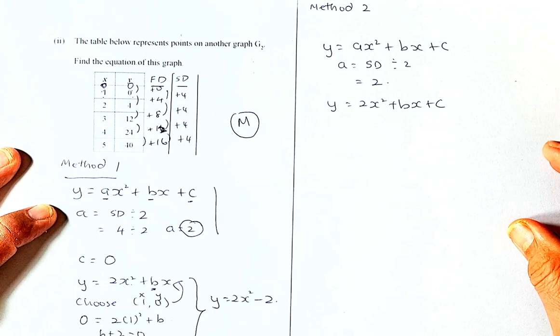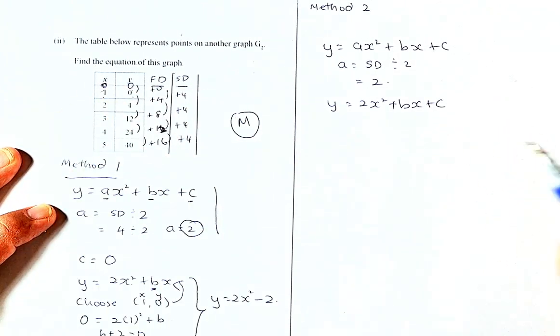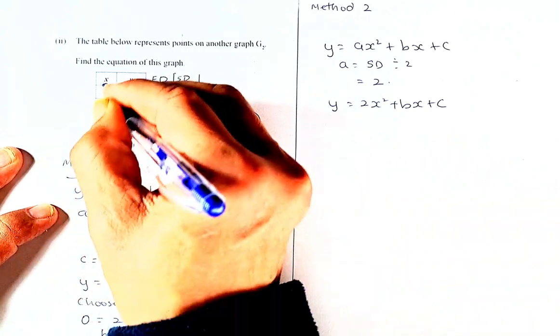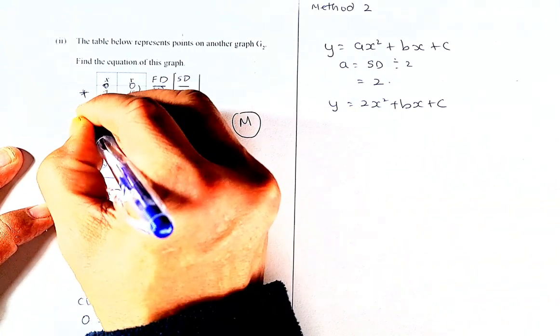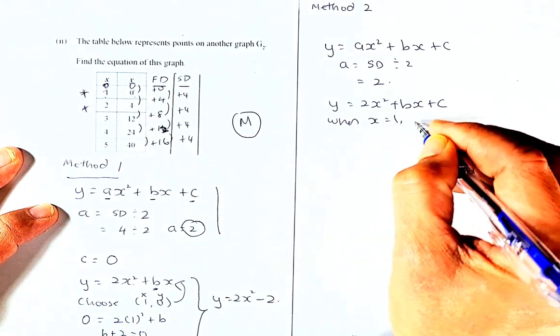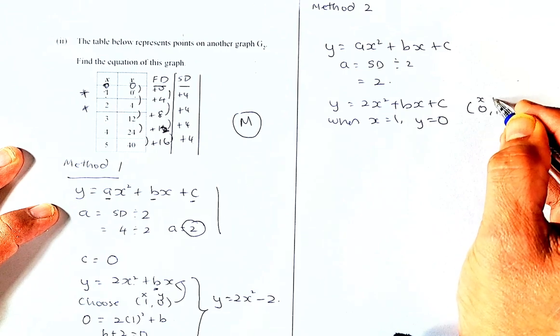So now we do not find the c from the graph. We are going to use algebra to solve b and c. So now we're going to choose 2 points. You can choose any 2 points. I'm going to choose the easiest 2 points. So when x equals 1, y equals 0, because the coordinate is (1, 0).